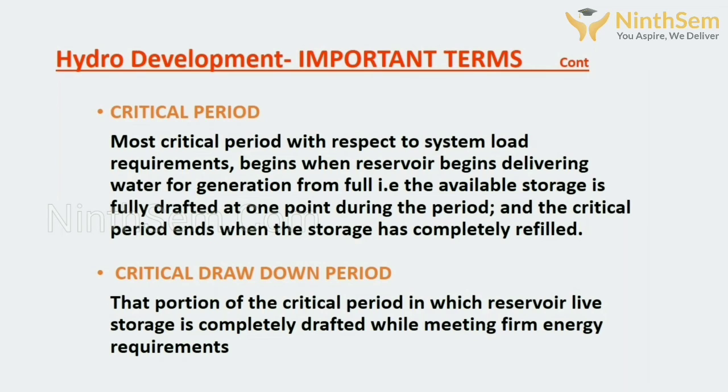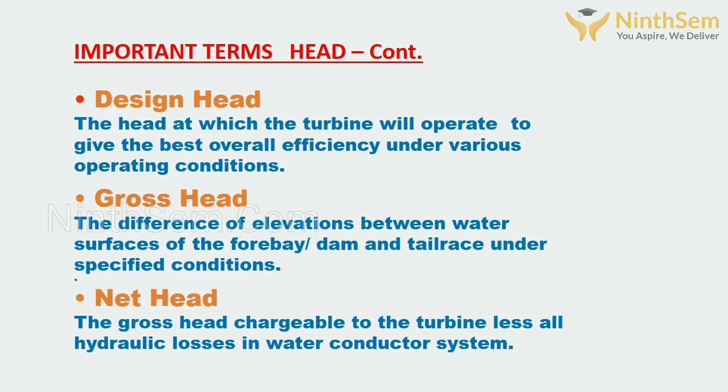Critical drawdown period is the portion of the critical period in which reservoir live storage is completely drafted while meeting the energy demands. Design head is the head at which the turbine will operate to give best overall efficiency under various conditions. Gross head is the difference of elevation between water surface from the forebay, that is also known as dike, and the tail race under specified condition.